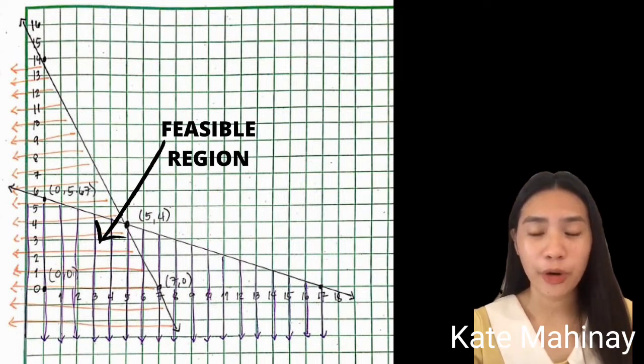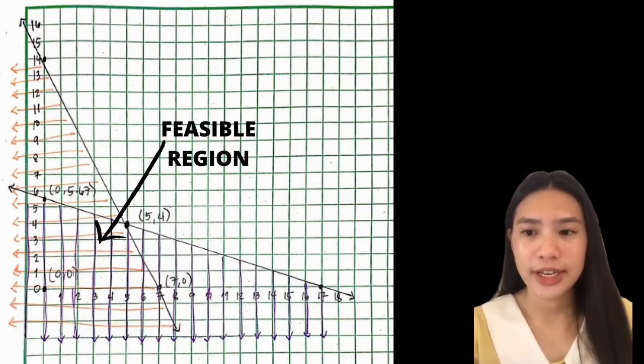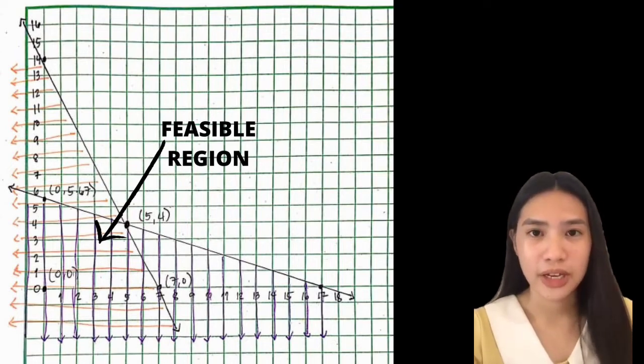They meet at the corner points (0, 0), (0, 5.67), (7, 0), and (5, 4). So inside this area is what we call the feasible region. All the values present in this area are the set of possible feasible solutions.